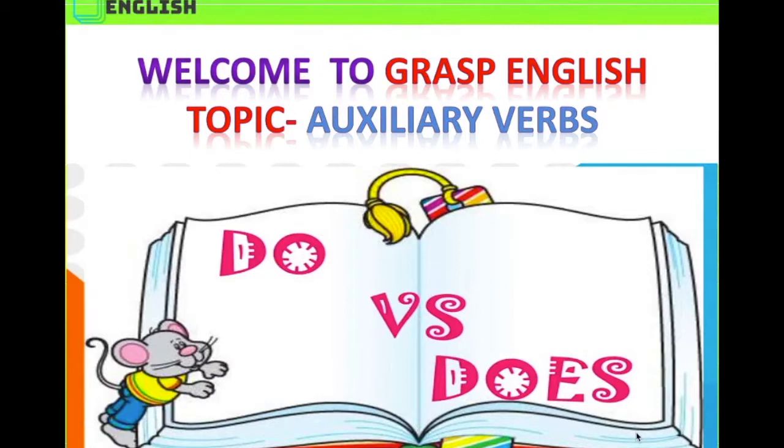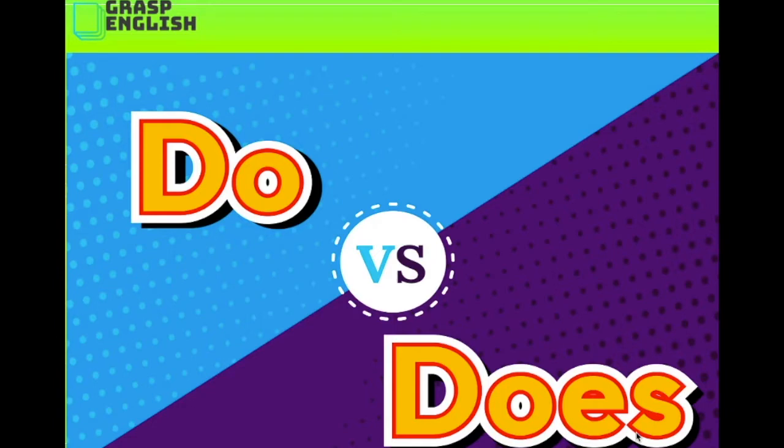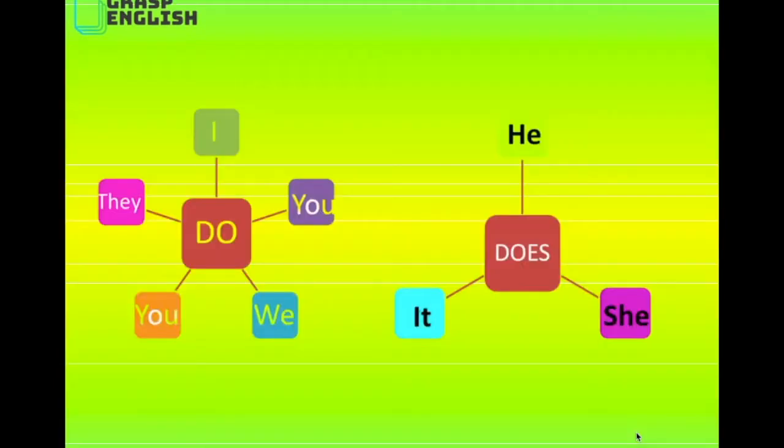Today, our topic is again auxiliary verbs, and in that, we are going to study do versus does. Here we are going to learn when to use do and when to use does, and after using do or does, whether the verb form gets changed and how it gets changed. We are going to learn so many things in do versus does.